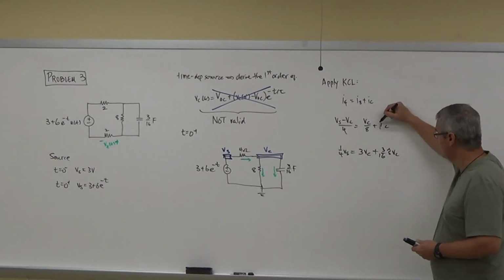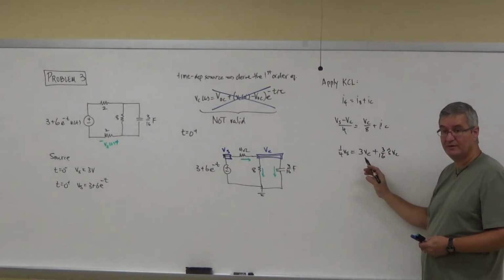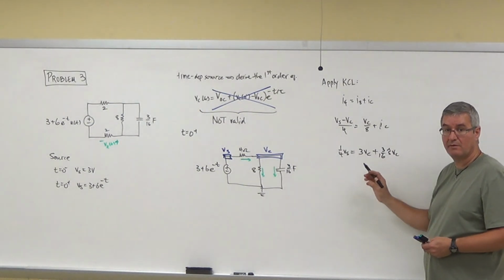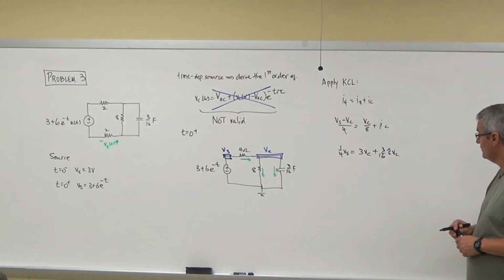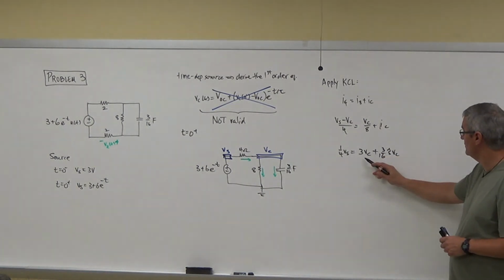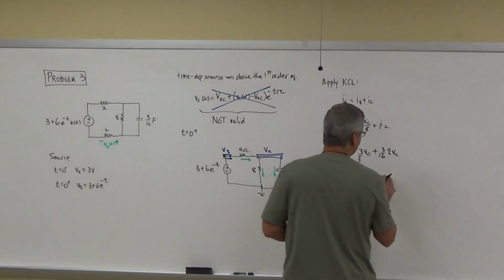Tell me how I'm getting this. Isn't it C times the derivative of VC to get the current? Yeah, but they're talking about where you have 3 VC, it should be 3/8 VC, 1/4 VC, and add an actual 1/8 VC. So it should be 3/8. 3/8. Oh, thank you. Absolutely right.